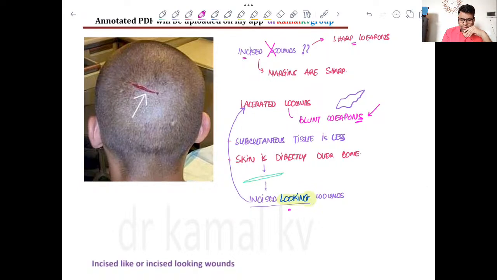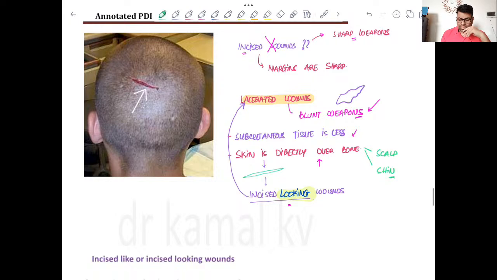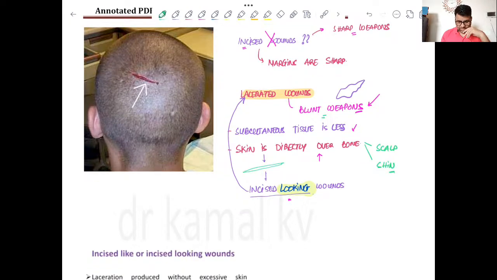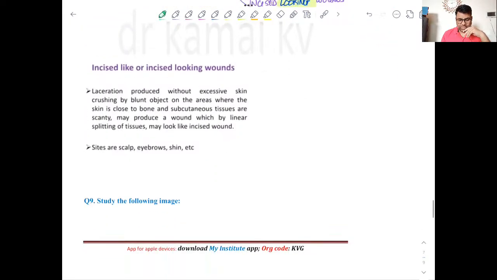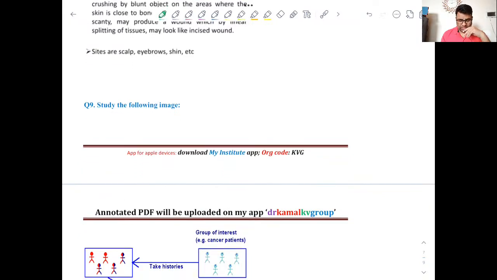So this is an incised looking wound, a type of lacerated wound, and it occurs on those areas where subcutaneous tissue is less and skin is directly over bone. And what are those areas? Scalp, it can be shin. So any area where there is bone and directly over the bone there is skin. So there we will find incised looking wounds, which are actually lacerated wounds and are caused by blunt weapons. Clear? So that is incised looking wounds, not to be confused with incised wounds.